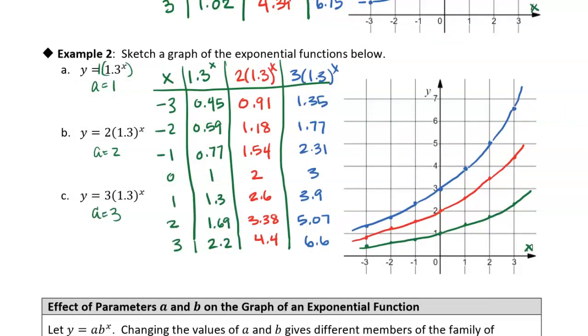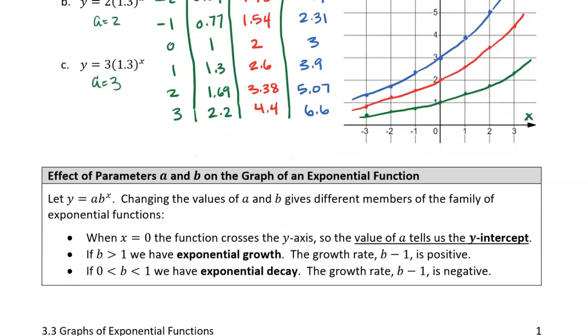Let's kind of summarize what we just talked about. So if we have the general form of an exponential, a b to the x, then a tells us the y-intercept. If b is greater than 1, we have exponential growth, and the growth rate is b minus 1. And we have a positive growth rate if b is greater than 1. If b is between 0 and 1, we have exponential decay, and the growth rate is negative.